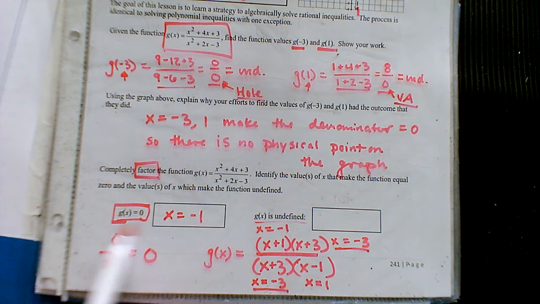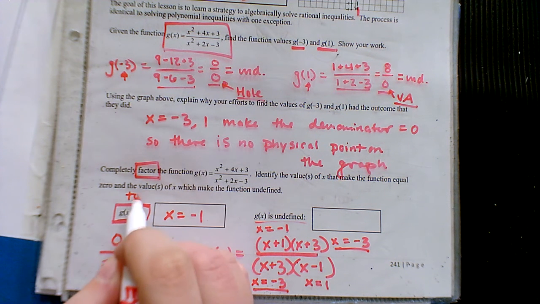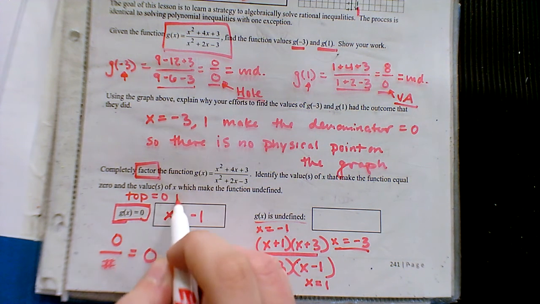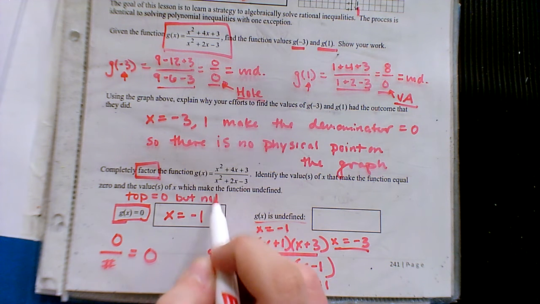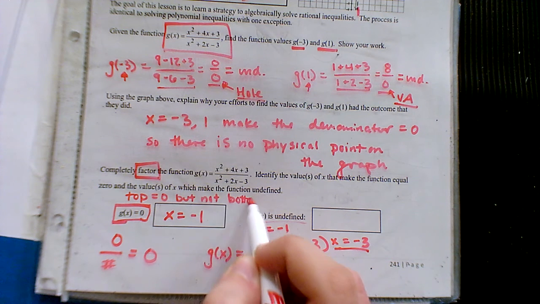Okay, so if you want the overall fraction to be 0, you've got to figure out what makes the top 0 but not the bottom. So looking at these 4 options, -1 makes the top 0, but we did not have -1 on the bottom. So maybe we'll write that little note. Top equals 0, but not bottom.